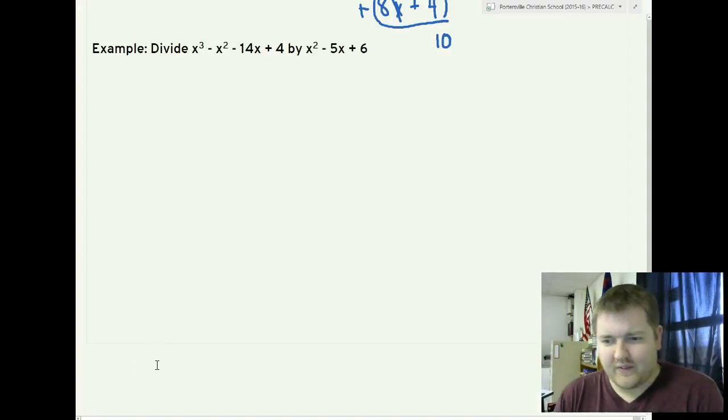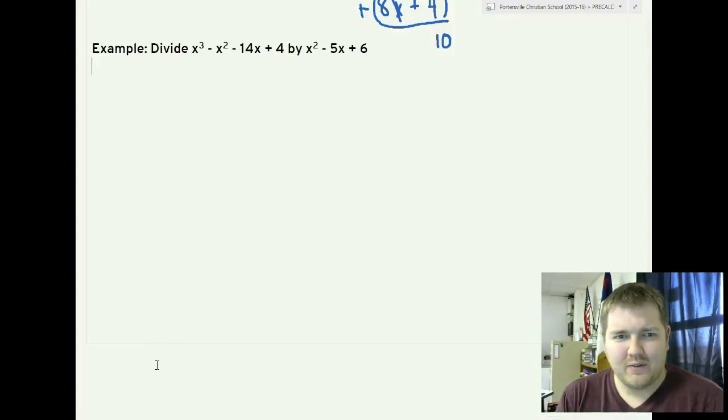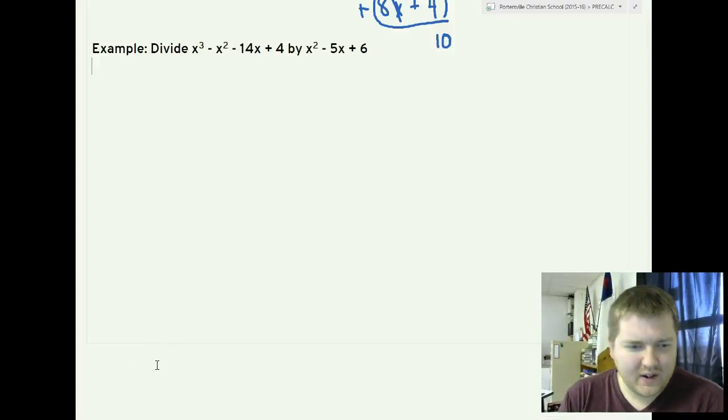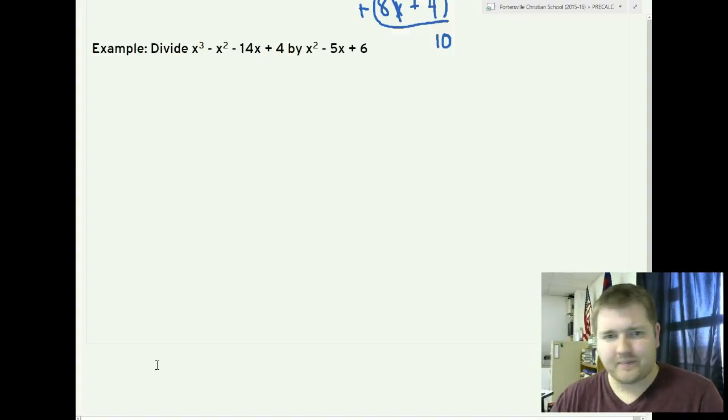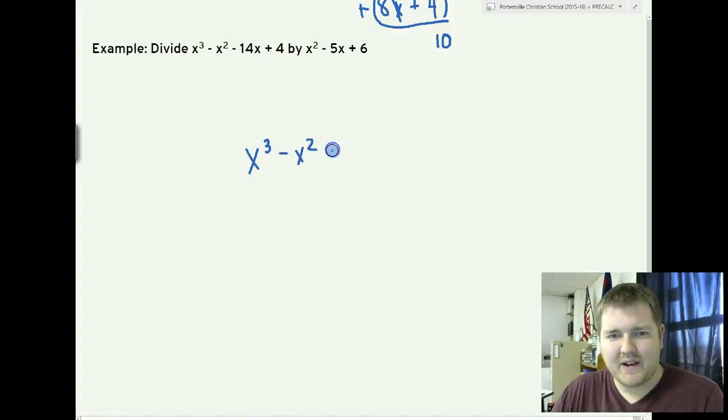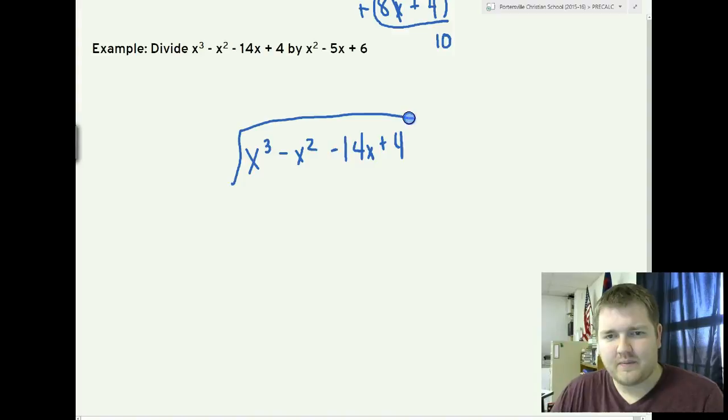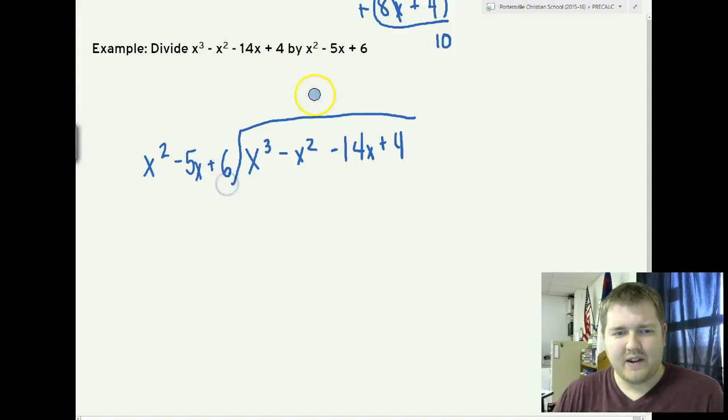So now here's where the fun really begins, where we want to divide x cubed minus x squared minus 14x plus 4 by x squared minus 5x plus 6. And we'll set it up the same way we have been, just like this. And we'll put the term we're dividing by over here.